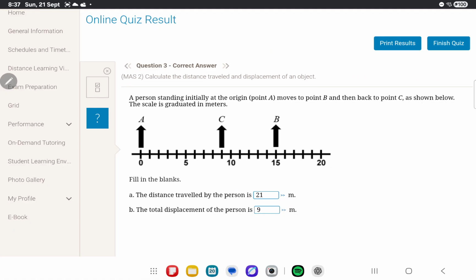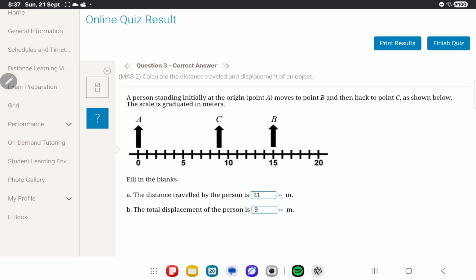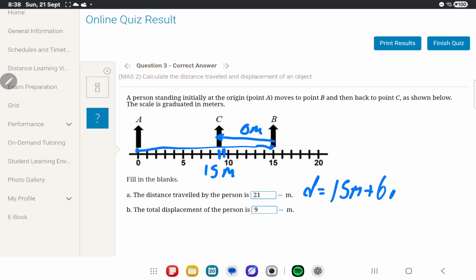Question 3. This one's very easy. They told us that the person initially moves from point A to point B and then back to point C. So that's the motion. Now, the distance traveled will be from point A to point B and then from point B to point C. What's the difference between point A and point B? 15 meters. What's the difference between point B and point C? This here is 9 meters. 15 minus 9 is 6 meters. So the distance is going to be 15 meters plus 6 meters, which gives me 21 meters.